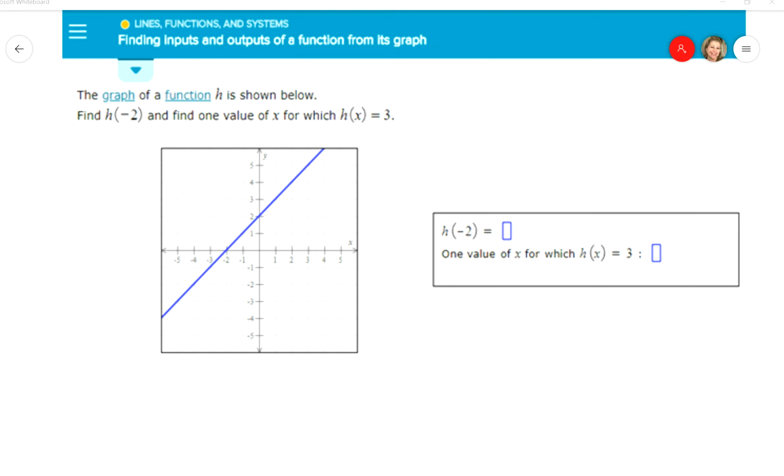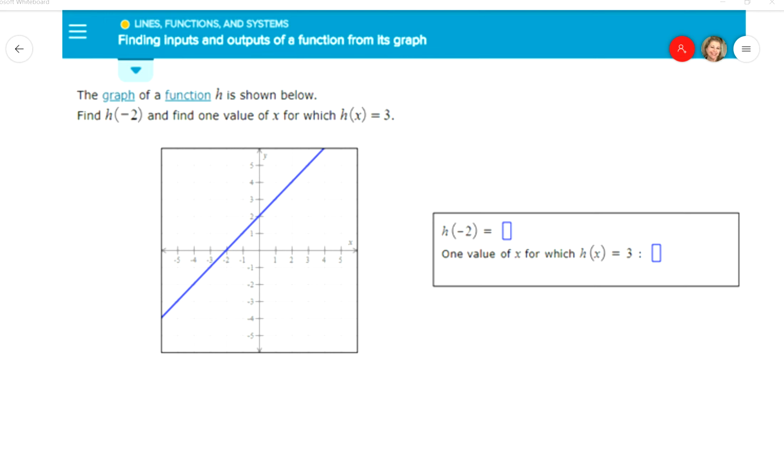Okay, this will only take a minute. It says the graph of a function h is shown below. Find h of -2 and find one value of x for which h of x equals 3.